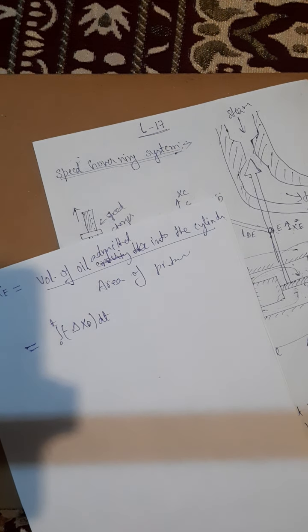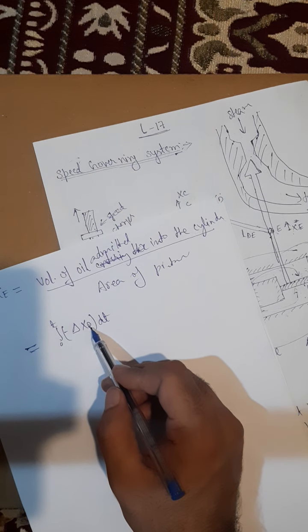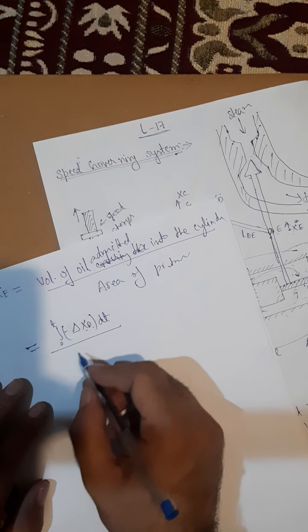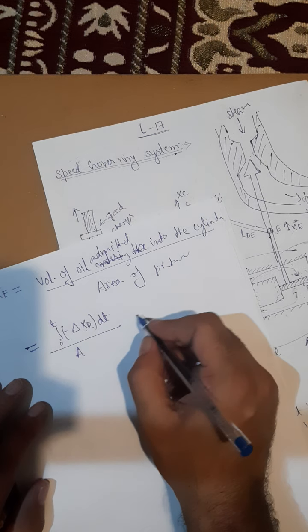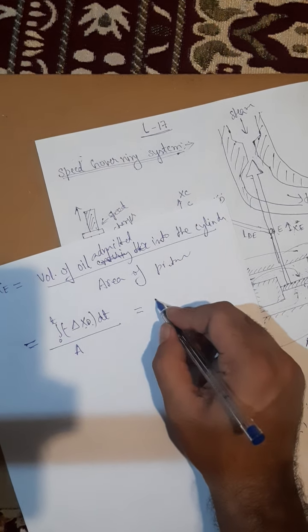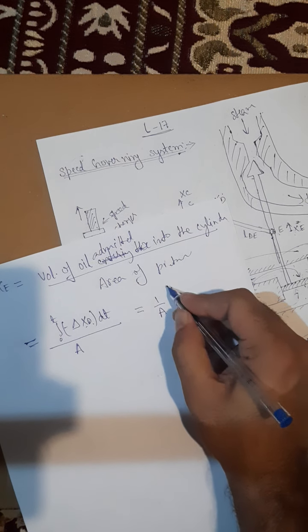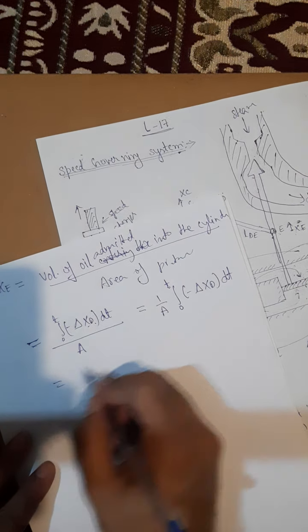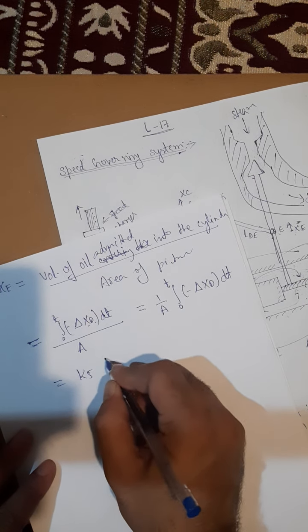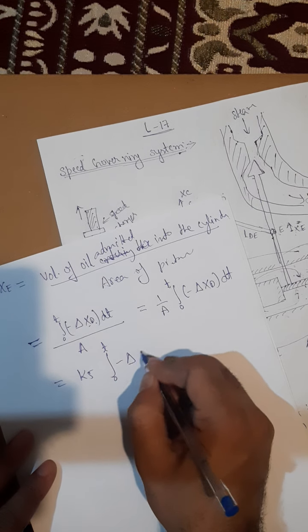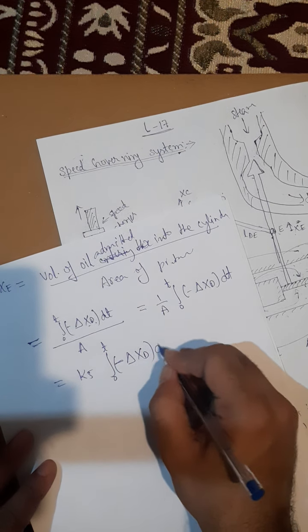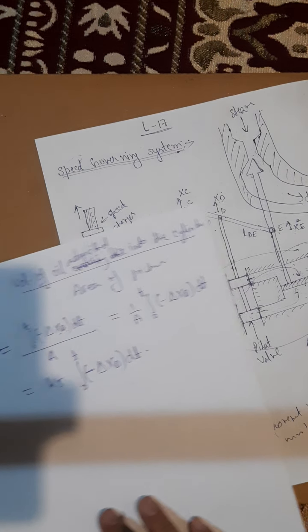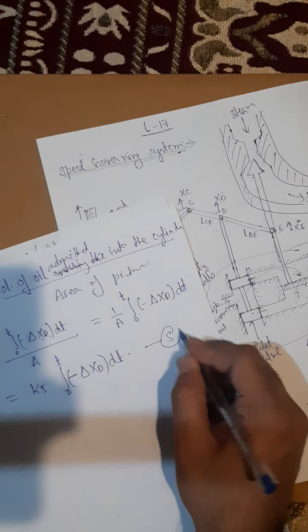dt. This is the volume of the oil admitted into the cylinder, because we say the volume of the oil admitted into the cylinder is proportional to the time integral of delta xd. So what is the area? Area is A. So I will write it like this: 1 by A integral 0 to t minus delta xd dt. So I will represent 1 by A by some constant k5, integral 0 to t minus delta xd dt. Okay, so this equation numbering I will keep as the 5th.